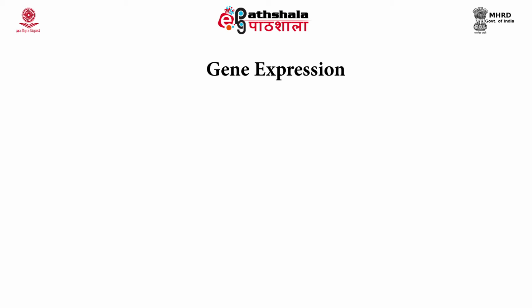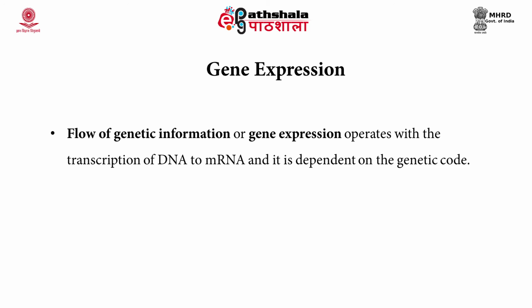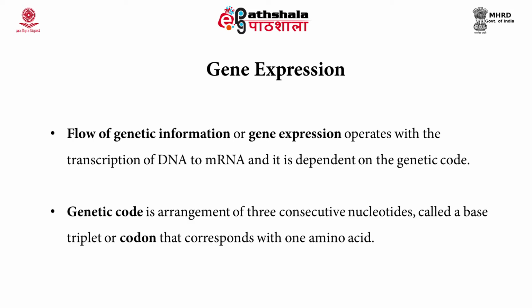Gene expression. Gene expression is also called flow of genetic information. It operates with transcription of DNA to mRNA and it is dependent on the genetic code. By definition, a genetic code is arrangement of 3 consecutive nucleotides called as base triplet or codon. This corresponds to 1 amino acid on a protein.